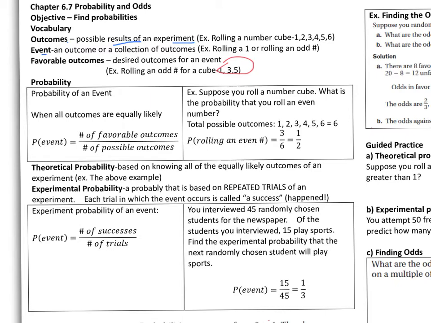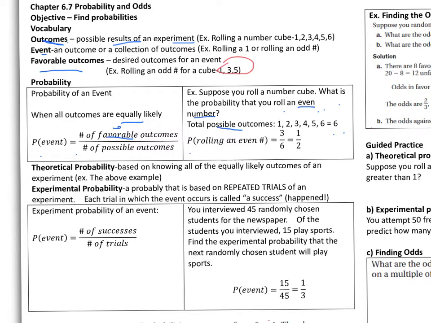Okay, let's talk about probability of an event. When all outcomes are equally likely, then the probability of an event equals the number of favorable outcomes over the number of possible outcomes. Okay, so for example, suppose you roll a number cube. What is the probability that you roll an even number? First of all, your total possible outcomes are 1, 2, 3, 4, 5, 6. So a total of 6 possible outcomes.